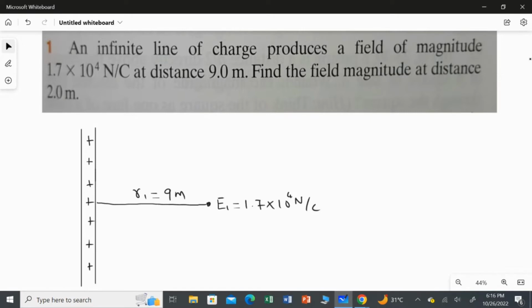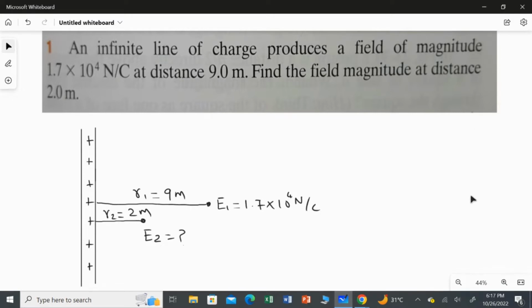Let's take this as our distance of 2 meters. So our R2 is 2 meters. And what should E2 be? You are going to find this value. When you work it out with the formula, for sure the answer for E2 should be greater than E1. Why? Because of the distance. Here the distance is 2 meters, so the field strength should be stronger.